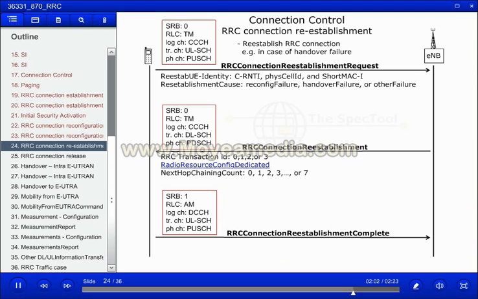now reactivated signaling radio bearer 1. The message will also be both ciphered and integrity protected, using the reactivated and updated security keys. The message includes only the RRC transaction identifier.